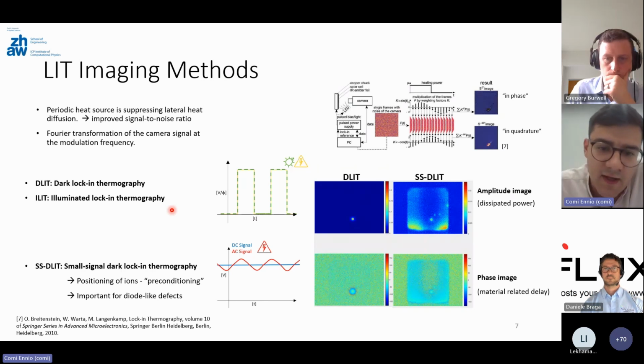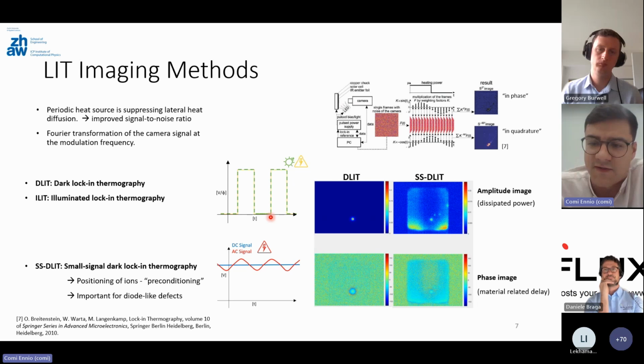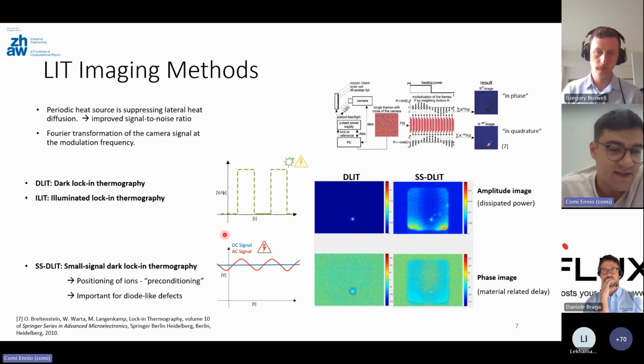In DLIT, a voltage, usually a rectangular voltage signal, is applied to the device to trigger the heating, and in ELIT, light pulses are used. A method that's not very famous yet is small signal dark lock-in thermography. This is a method that can be very well simulated in LAWS, and we think this method is also especially beneficial for perovskite solar cells, where ions can influence the measurement results substantially.